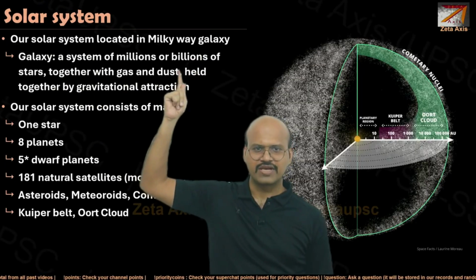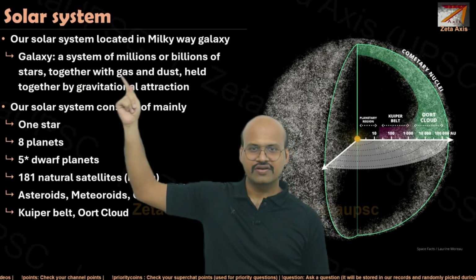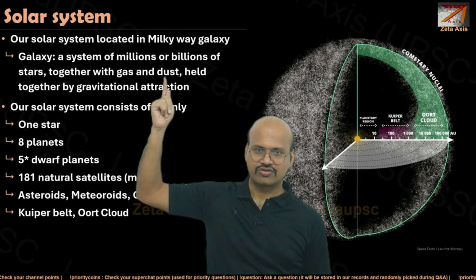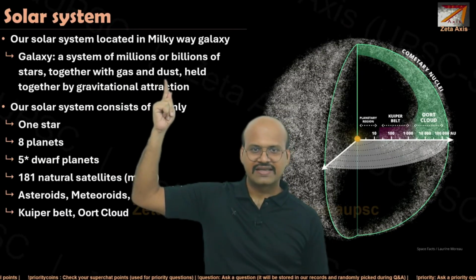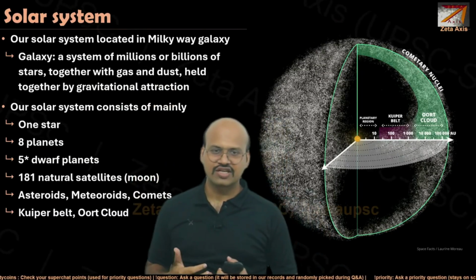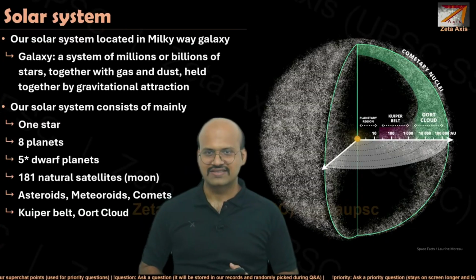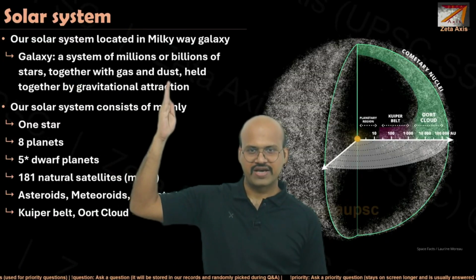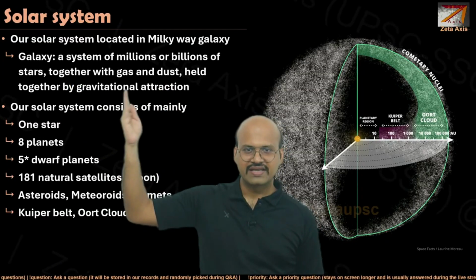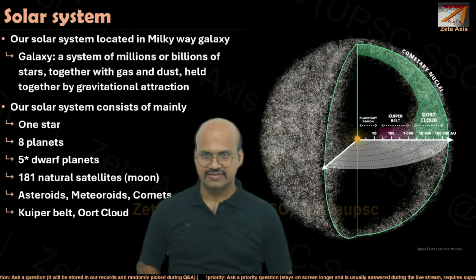A galaxy is a system of millions or billions of stars together with gas and dust clouds. These are the nebulas which form the galaxy. The nebulas, which are the source of formation of the galaxies, some of their components are left behind, and these are held together by the gravitational attraction of all these stars.